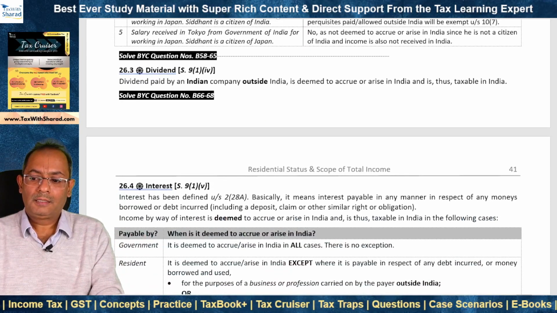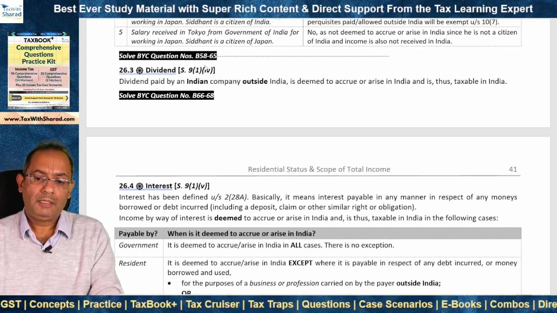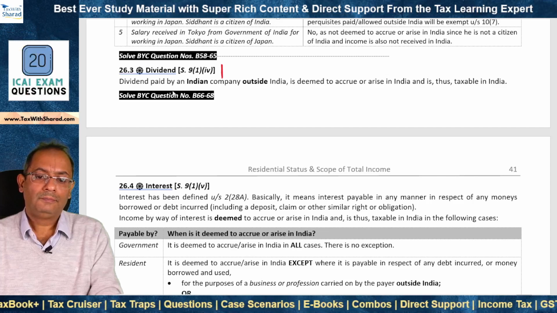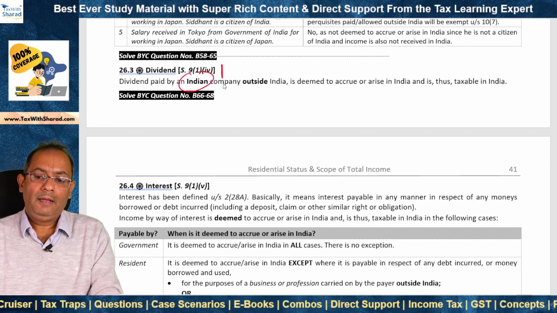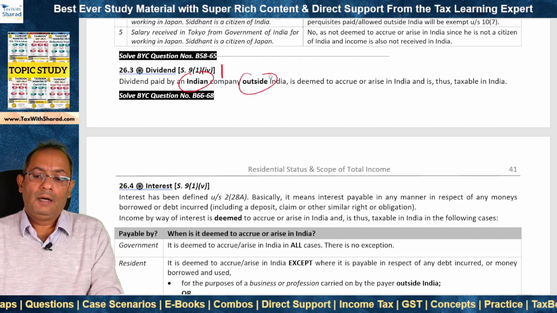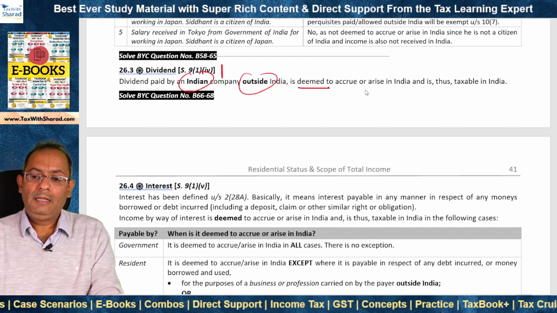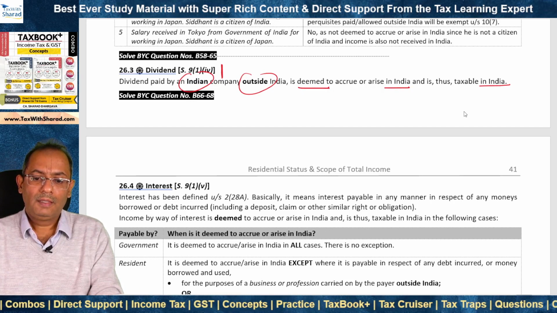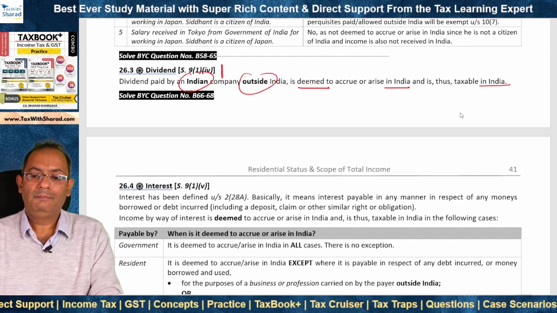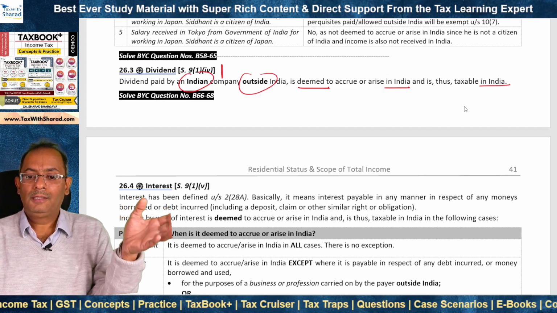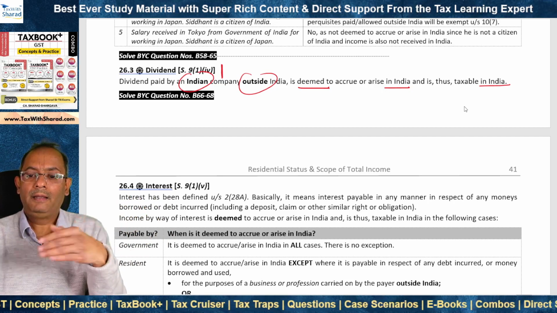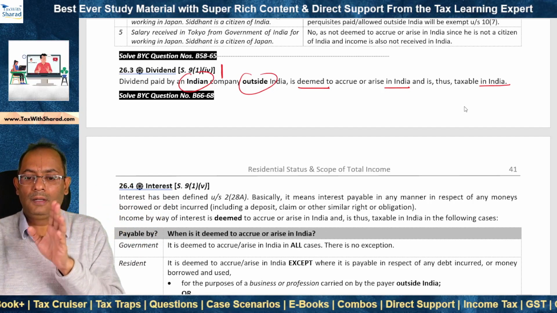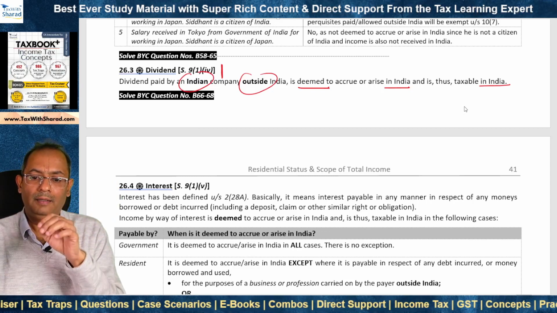Now we come to the next item of income, which is dividend, and this is section 9(1)(iv). Dividend paid by an Indian company outside India is deemed to accrue or arise in India and is thus taxable in India. So dividend which is paid by an Indian company outside India is consequently taxable in India irrespective of the residential status. ROR, RNOR or NR, it is taxable in India.